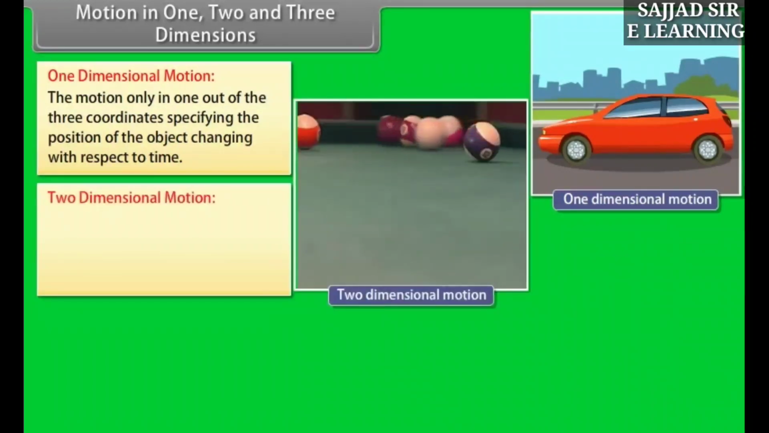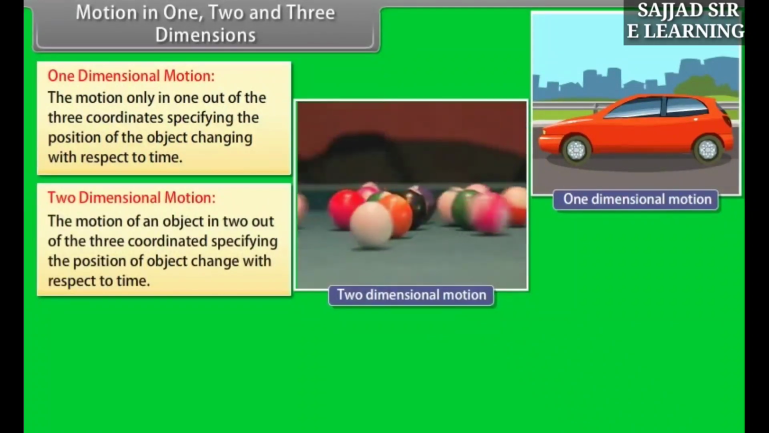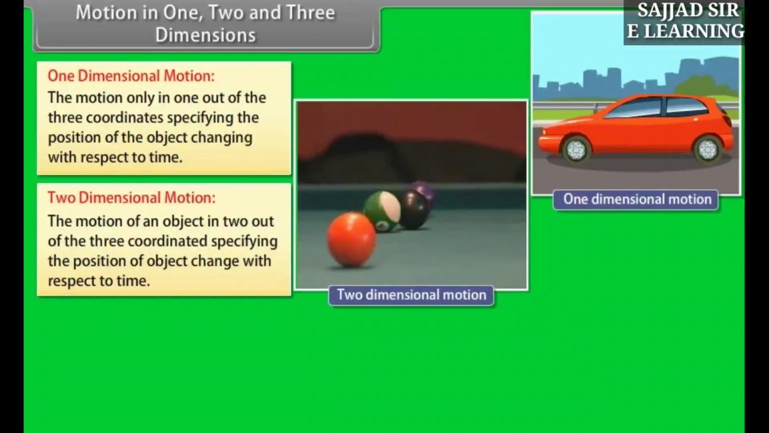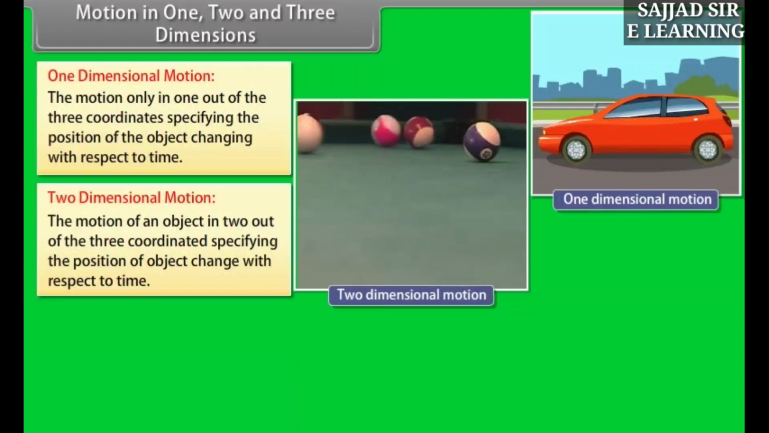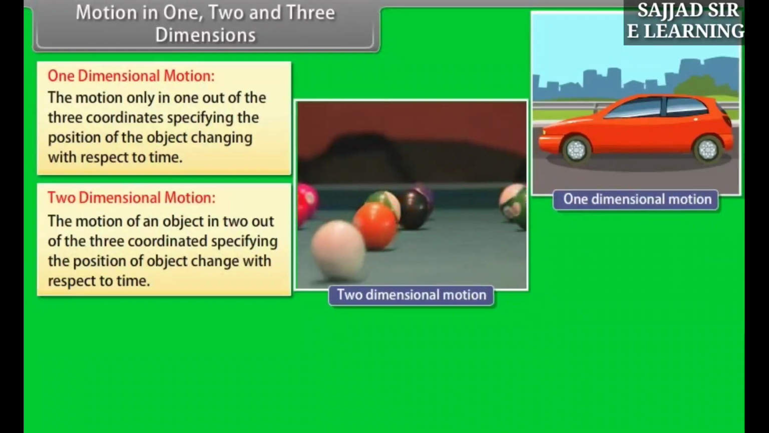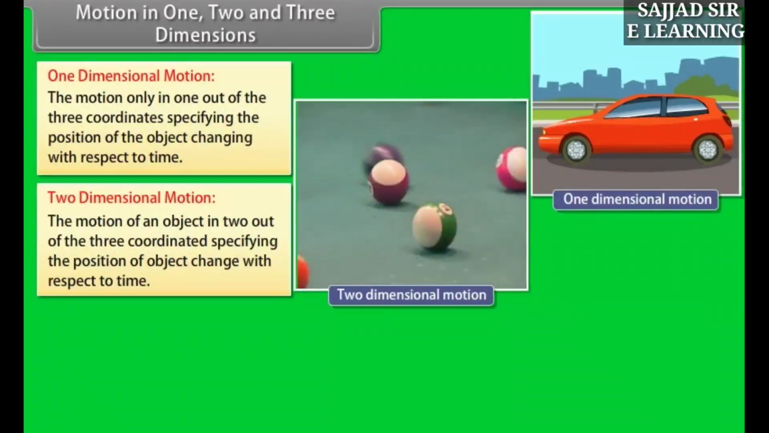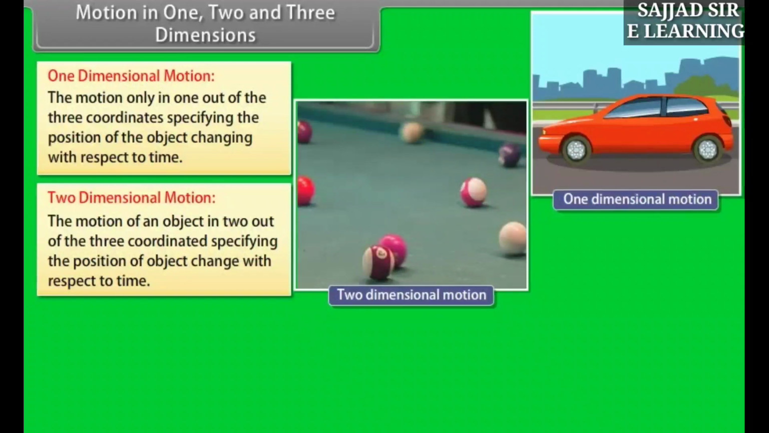Two-dimensional motion: the motion of an object in 2 out of 3 coordinates specifying the position of the object changing with respect to time. Example: a billiard ball moving over a billiard table.